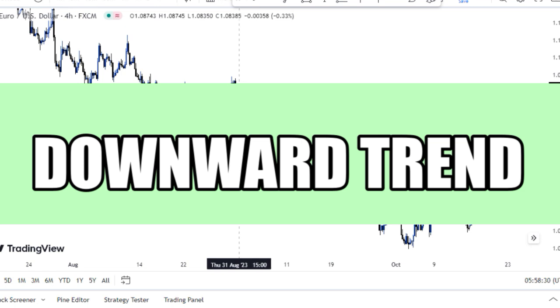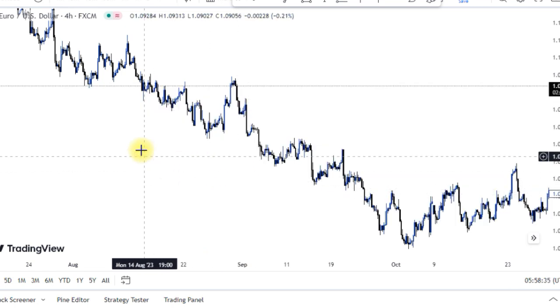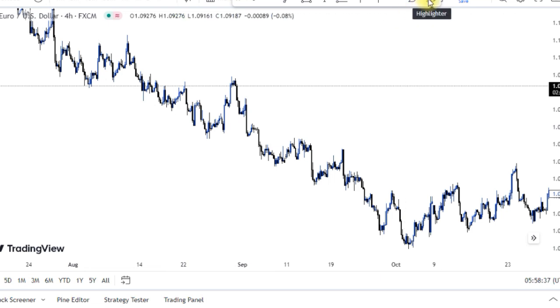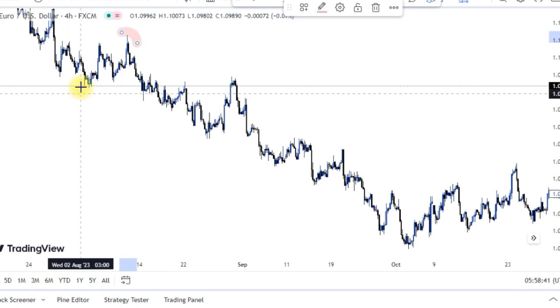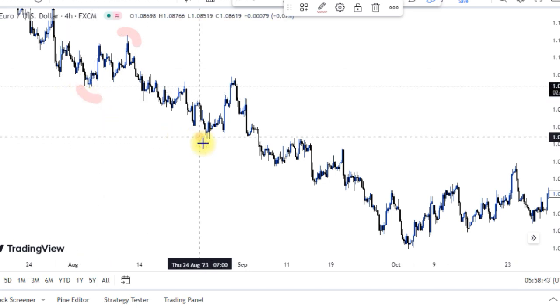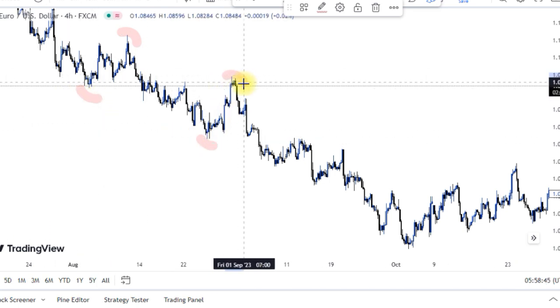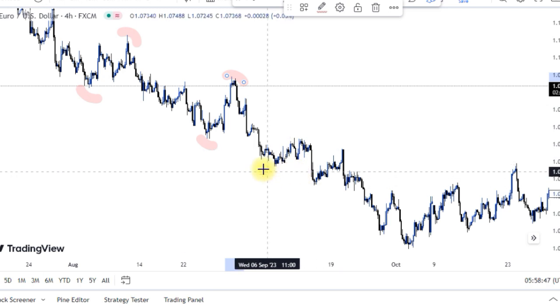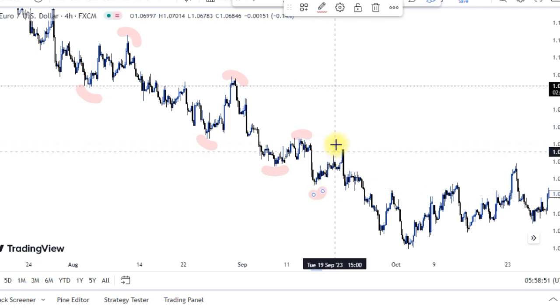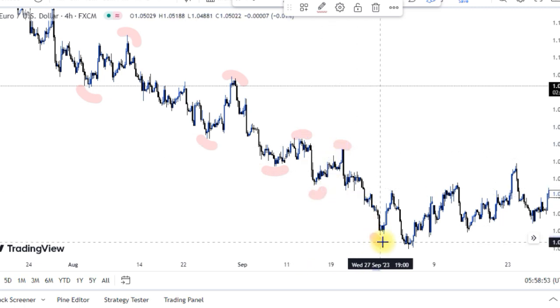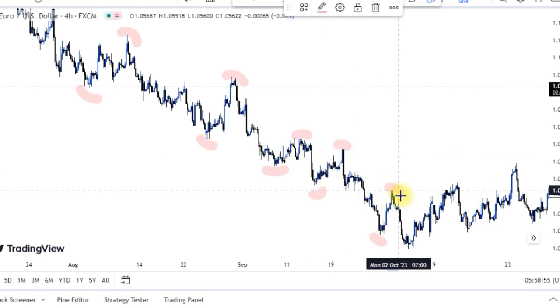Okay guys, let's look at a random example on real charts. This is a downward trend. We're going to try to spot a change of character. Now we know that this is a downtrend because we have a lower high here, and a lower low, and also we have a lower low here, lower high, lower low, lower high, and a lower low, and a lower high.